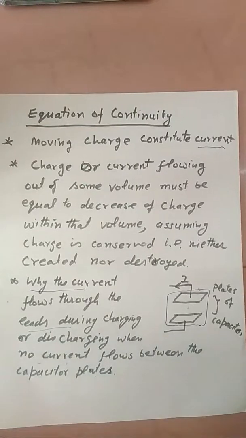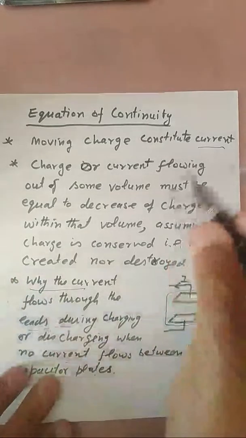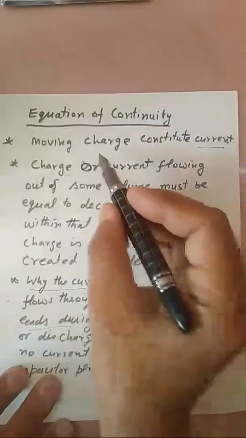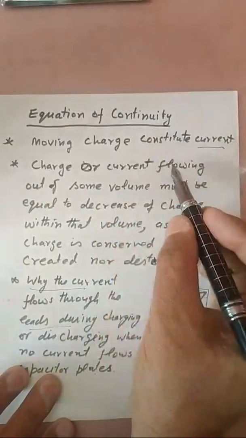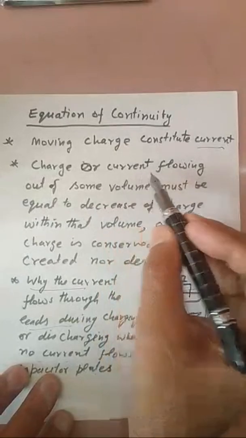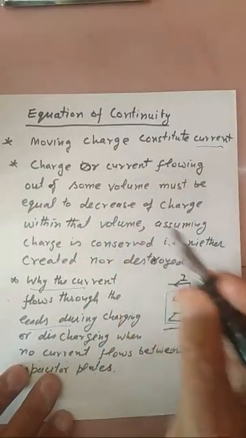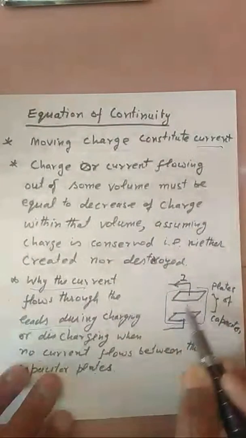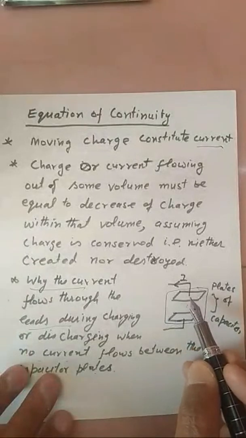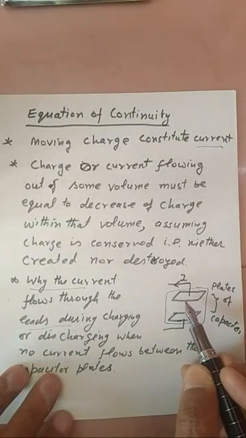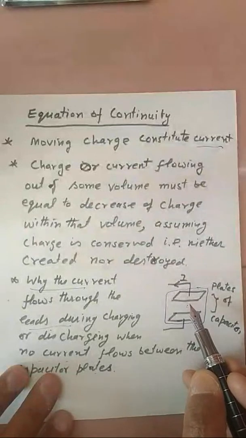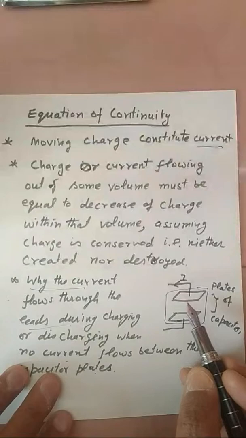In this video, we will discuss the equation of continuity. You know that we define current as the rate of flow of charge, and you can say that moving charges constitute the current. If current is moving out of a given volume, it means there must be a decrease of charge in that volume. We can assume that charge is neither created nor destroyed; charge is conserved.